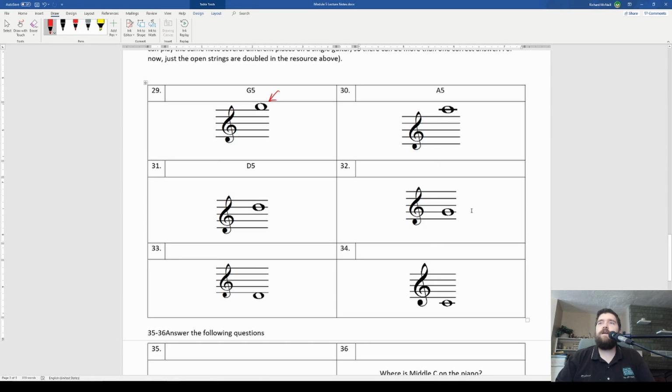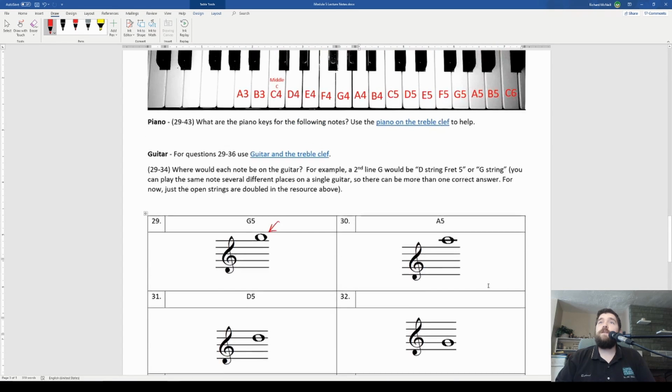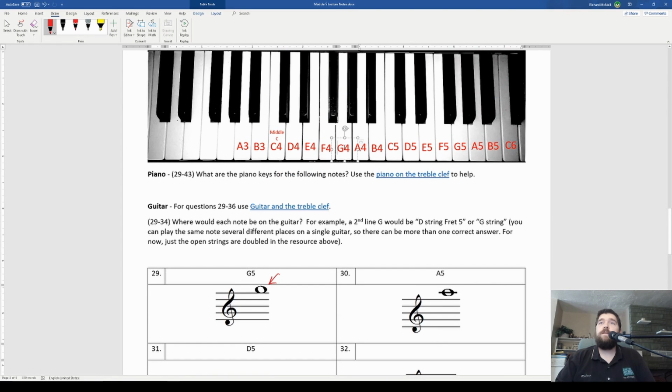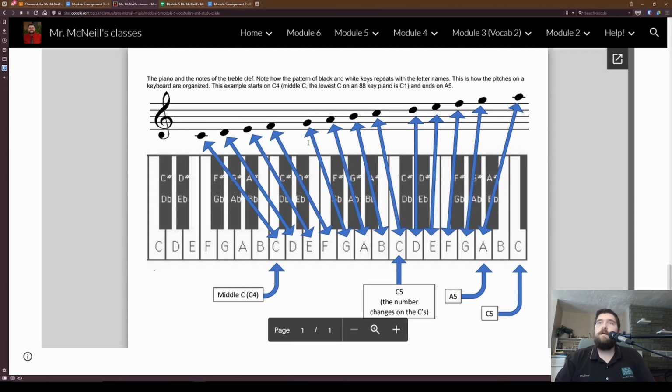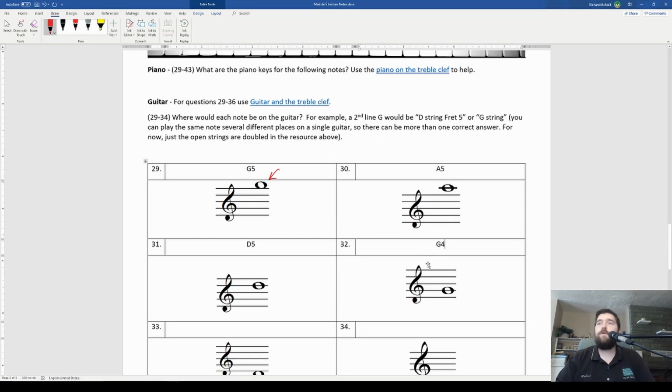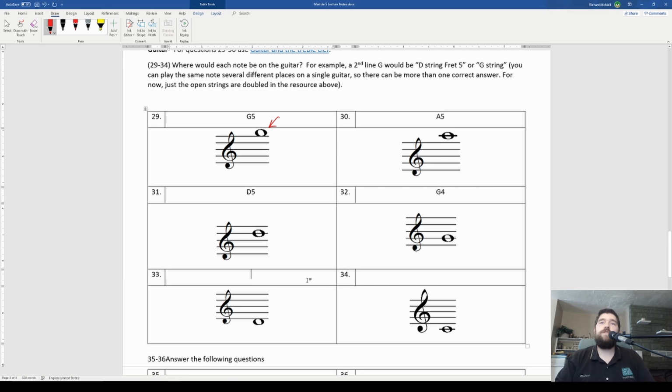Next one, we have a second line. We know that one is a G. It's just above middle C, so I know it's going to be a G4. Okay, now let's double check me on that. G4, second line. Yep, that arrow points back and forth, so it is correct. That one is a G4.